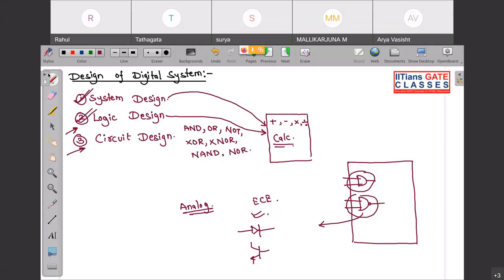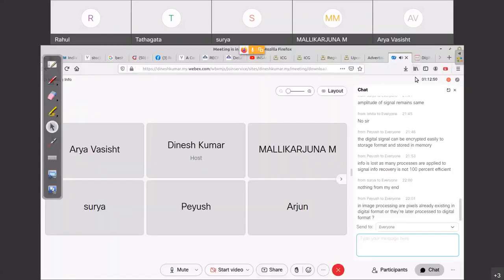So up till this point, this was all about the motivation of digital systems. Did you people understand? Are pixels already existing in digital format, or are they processed into digital format?